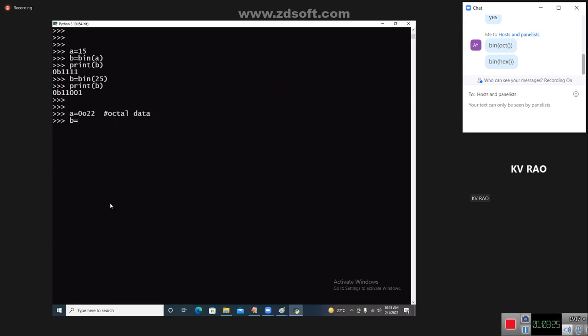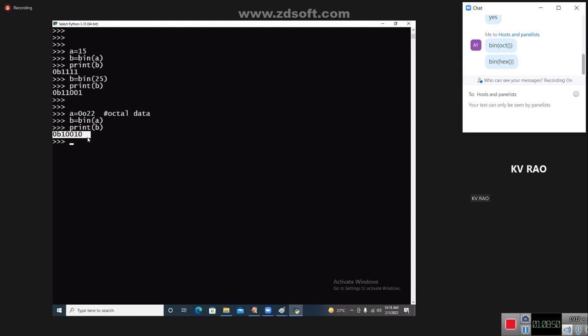That I want to convert into binary. Bin of A. 22 is converted into binary. Happy, no problem. Print of B. What is it? Directly, 22 is converted into binary. It is the binary data of octal data converted into binary.